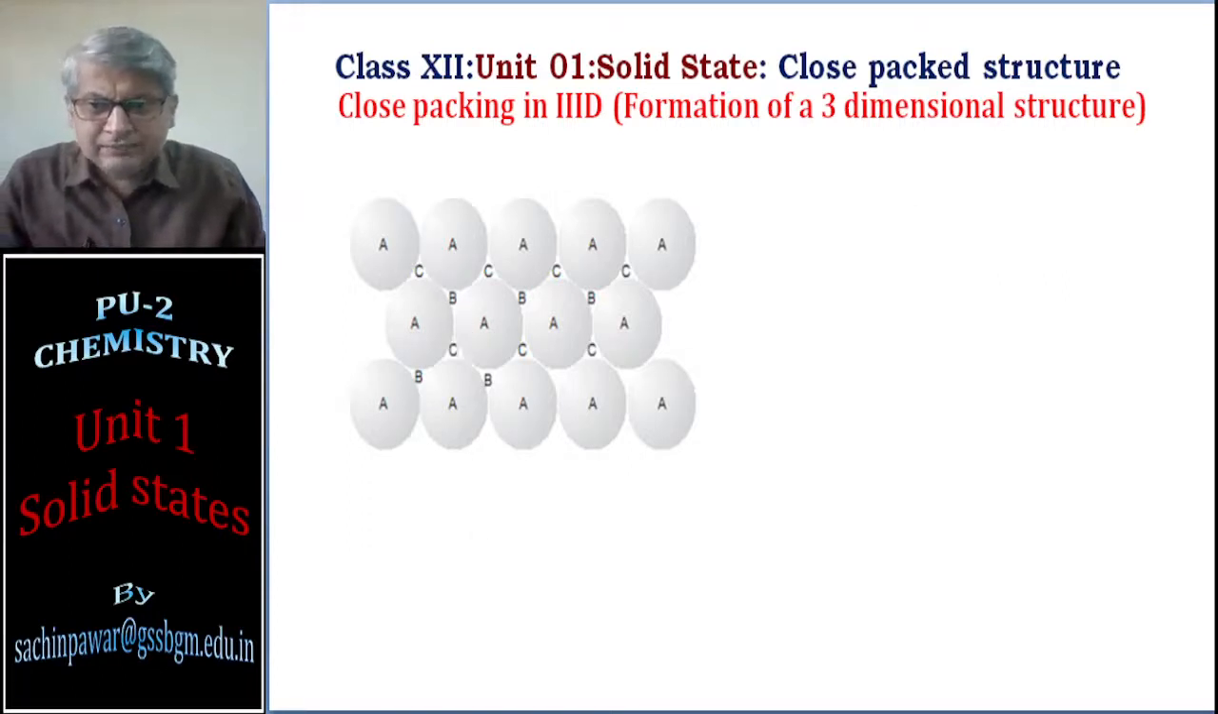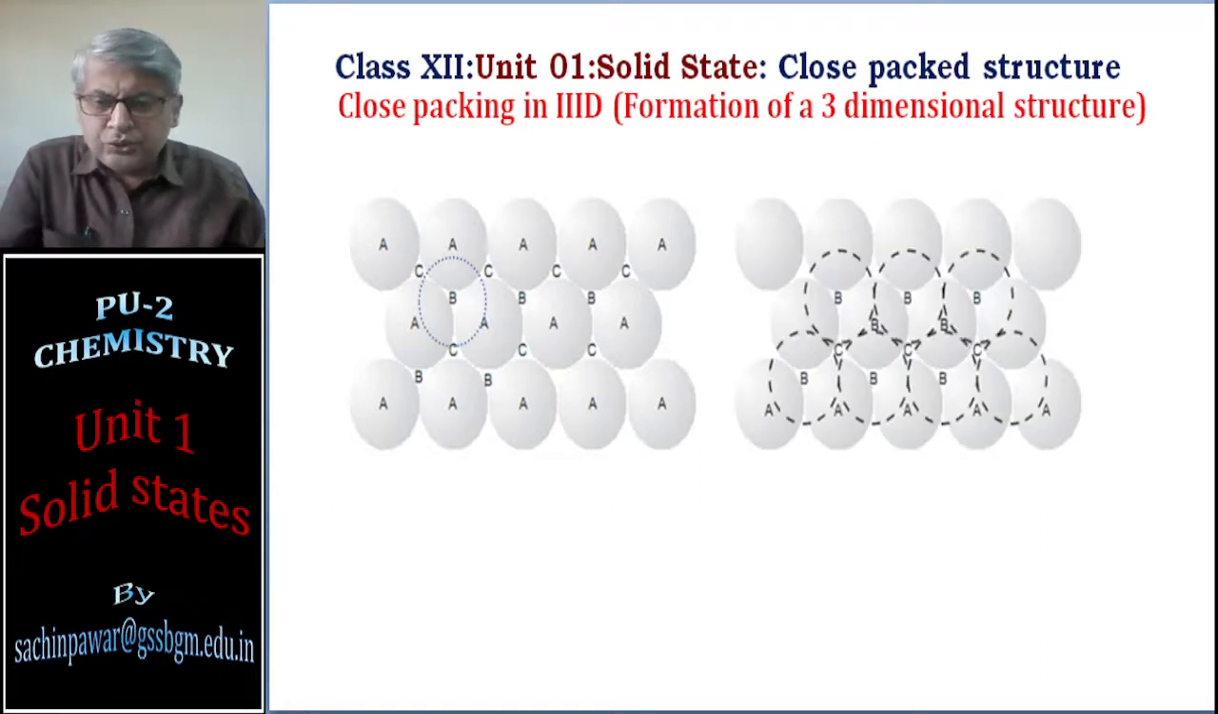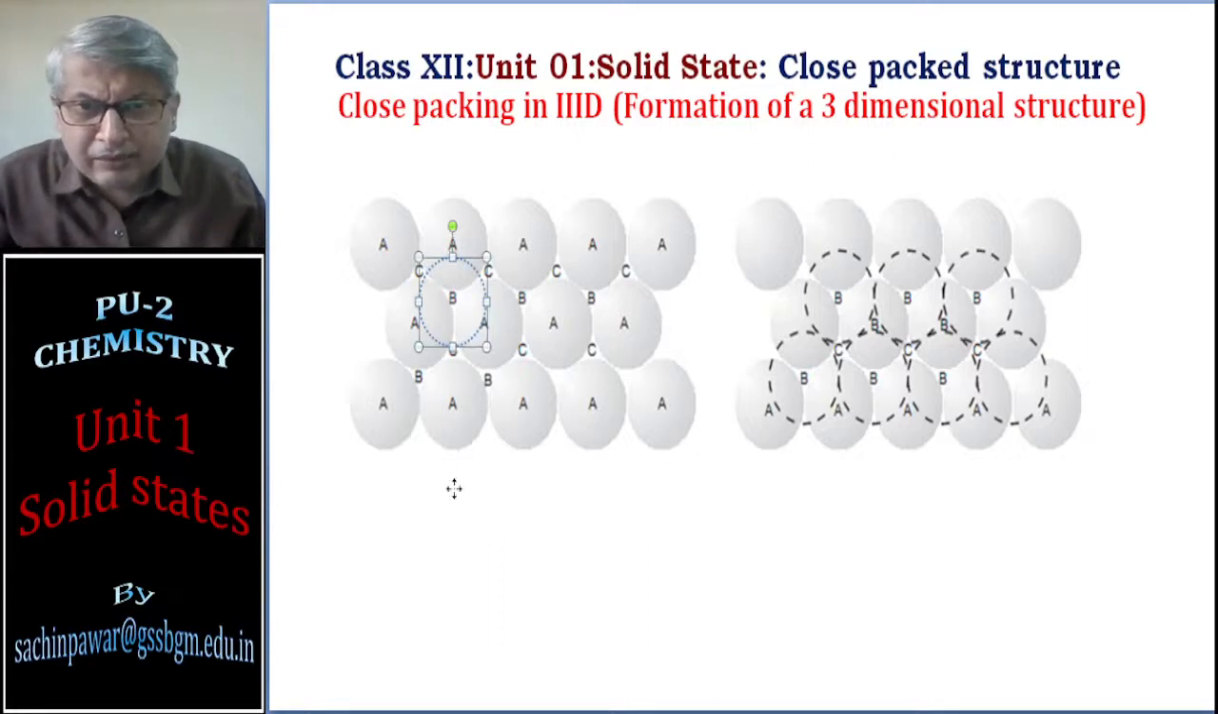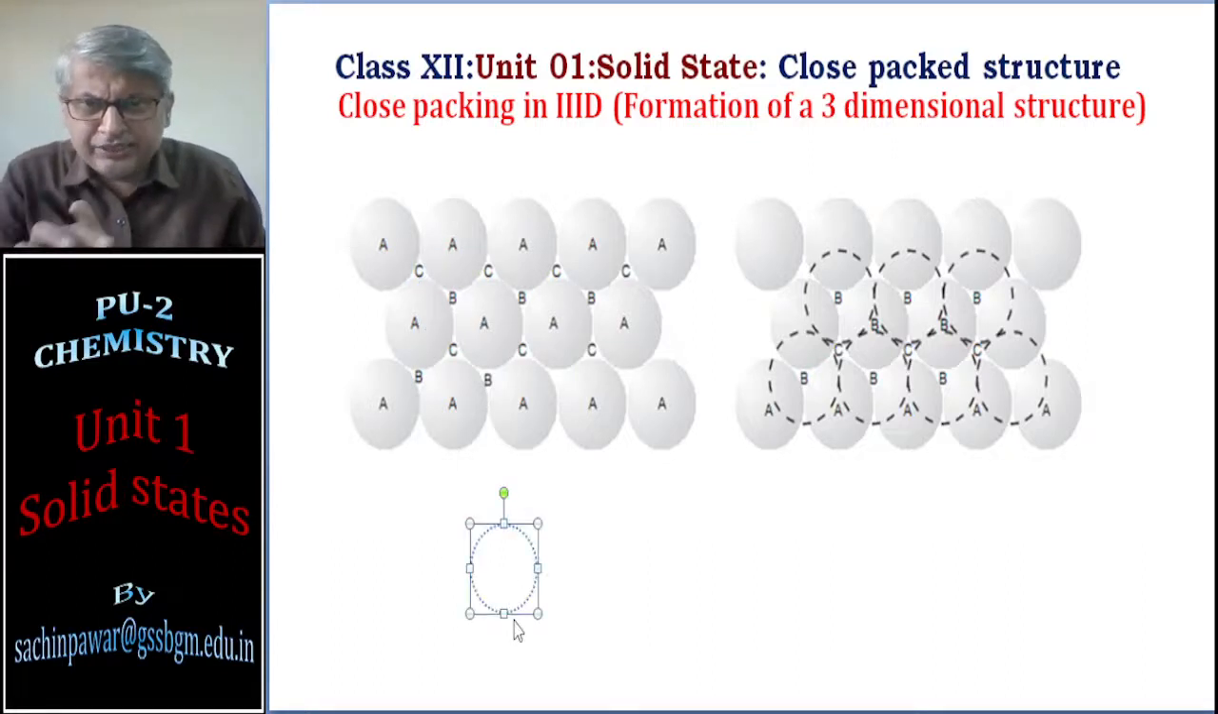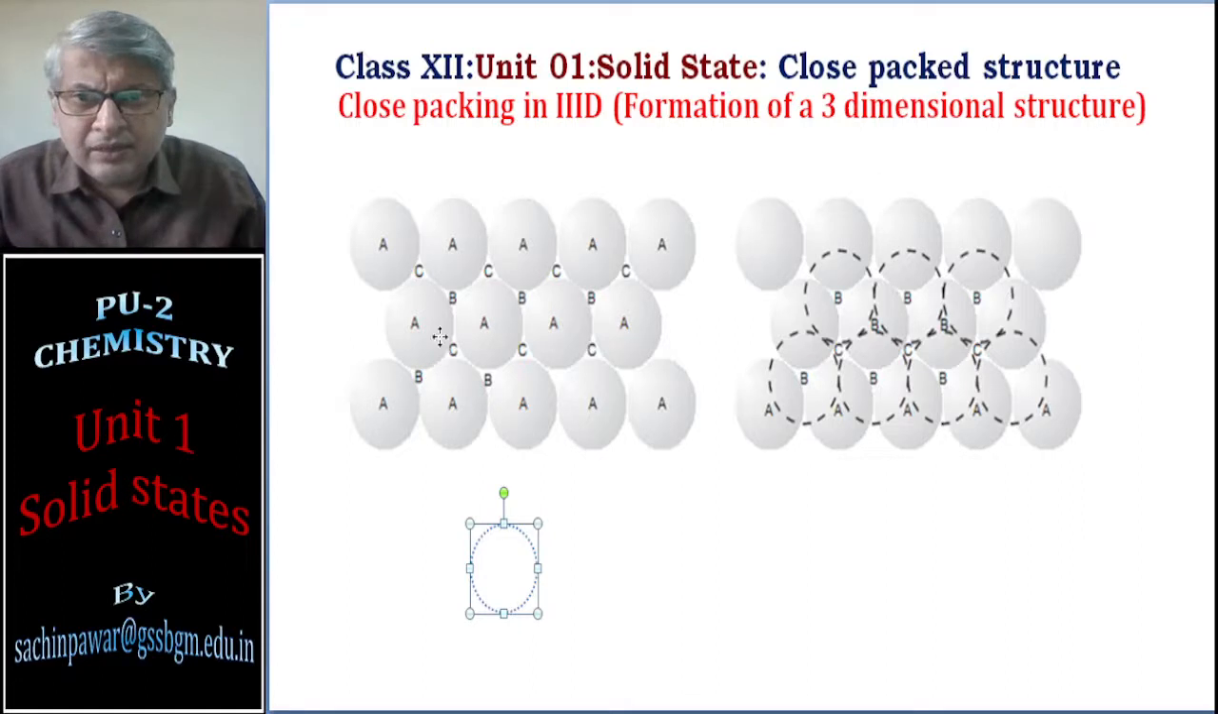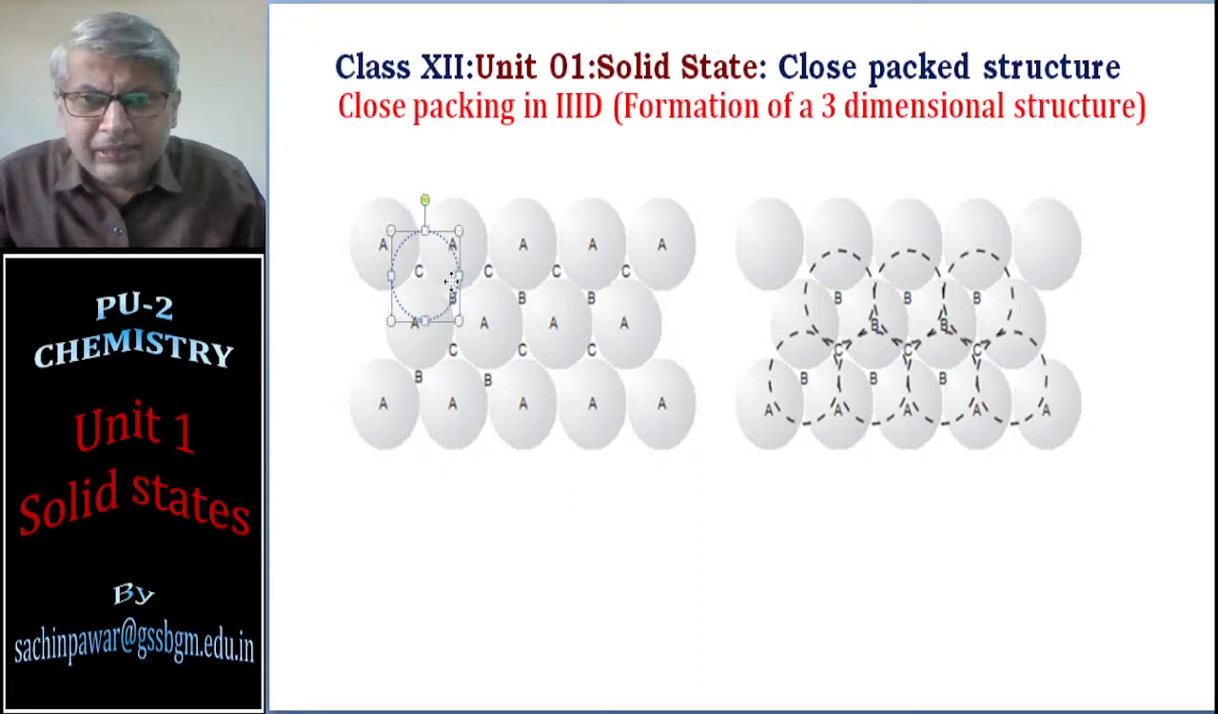I can show this. See how I can show. Suppose I place the particle. Now this is the second layer of particles. I am just using a dotted particle, which is a transparent one. If I place one particle on C void of the second layer, then the B voids cannot be occupied.